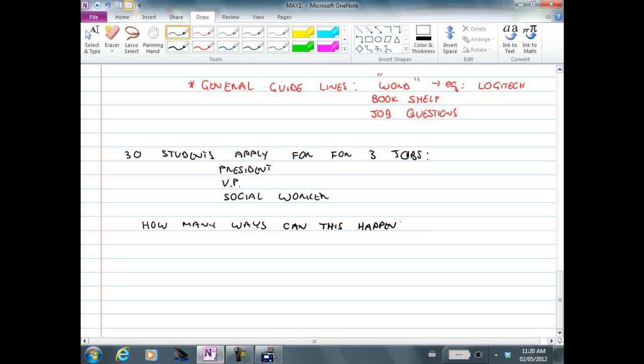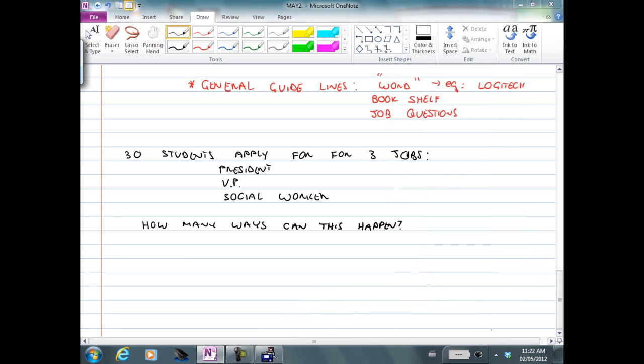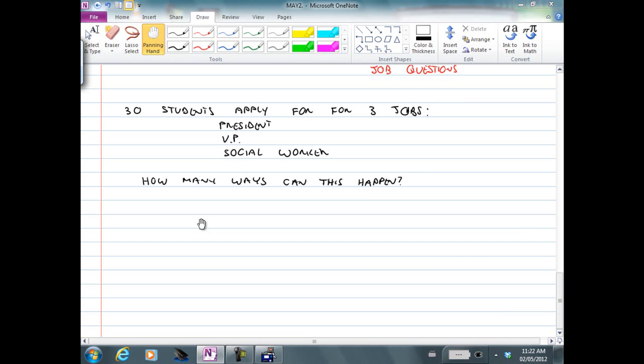30 students apply for 3 jobs. You have to have 1 student in every position. How many different scenarios can you have? Again, you can use 2 types. There's 2 methods of doing this. Any method you like. Good luck. Here we go. Who haven't I asked yet? Randy, what method did you use? nPr? If you use nPr, what would you get?